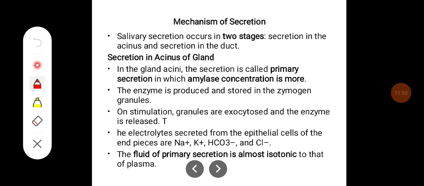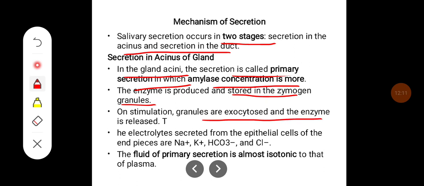Mechanism of secretion. Salivary secretion occurs in two stages: secretion in the acinus and secretion in the duct. In the gland acini, the secretion is called the primary secretion, in which amylase concentration is high. The enzyme is produced and stored in the zymogen granules. On stimulation, granules are exocytosed and the enzyme is released.